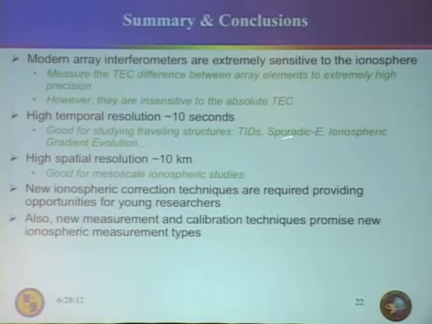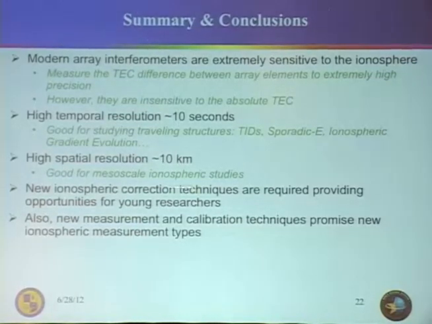You can get easily measured TIDs. There have been a lot of studies of that. The sporadic-E ionospheric gradients, you can study the evolution of those things. You get high spatial resolution on the order of tens of kilometers and maybe higher. The smallest spacing that you have currently in the EVLA is on the order of 400 meters. So basically the next step is we need new ionospheric correction techniques, and we're hoping as astronomers that the ionospheric community can step up and help with that.